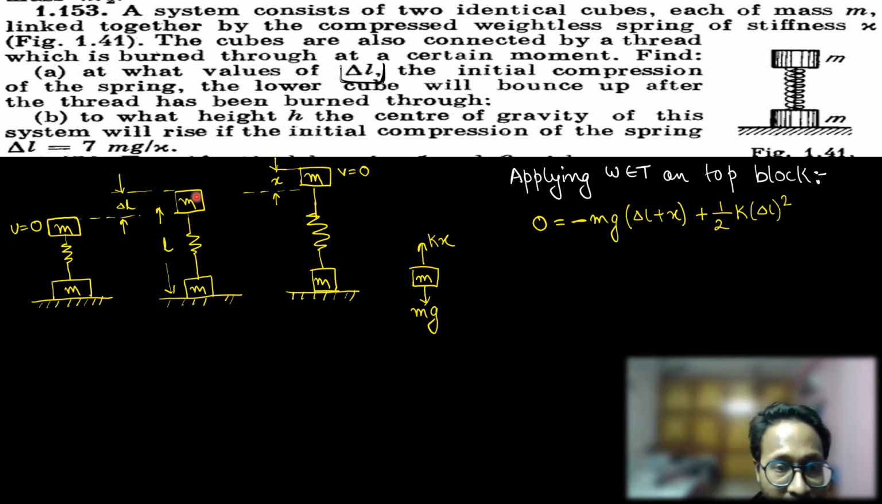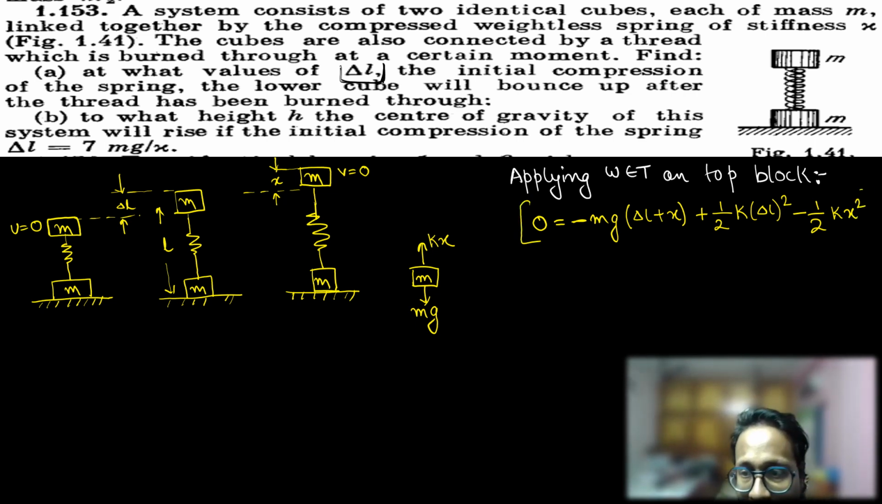Now from natural length to maximum elongation, the spring will do negative work. Why? Because after natural length, when the spring is being elongated, the spring force is in downward direction, whereas the displacement is in upward direction. So minus half kx square. This much is understood. So this is the first equation that we must apply.